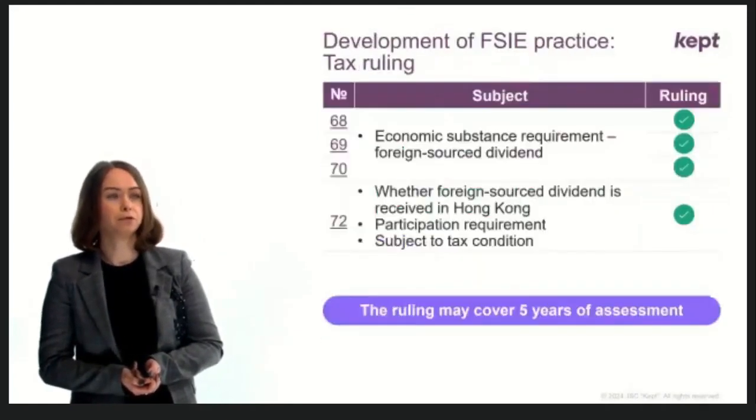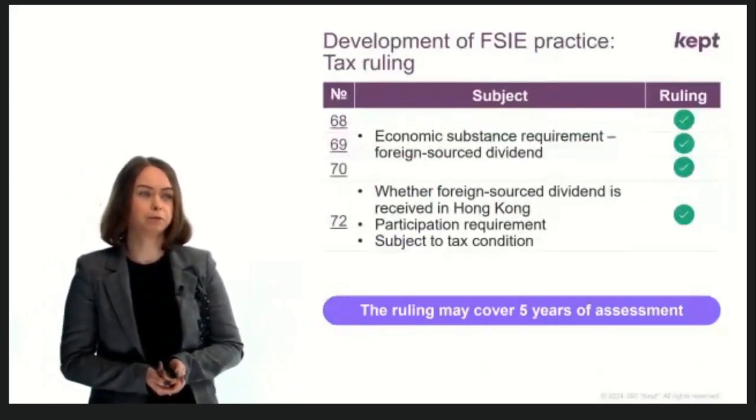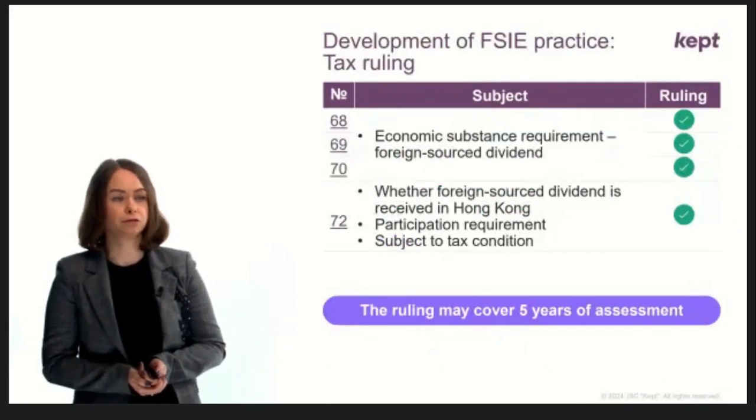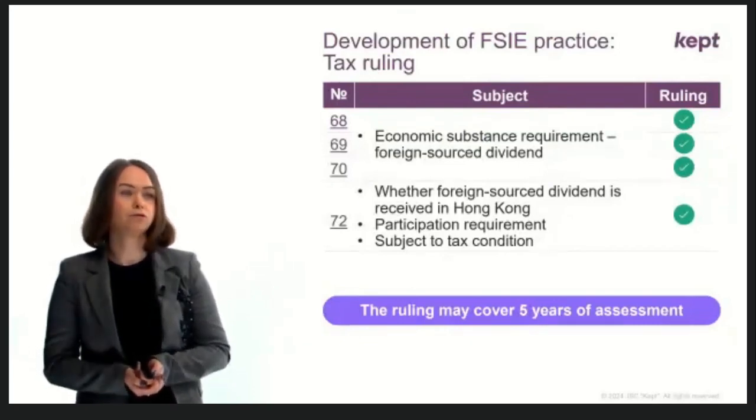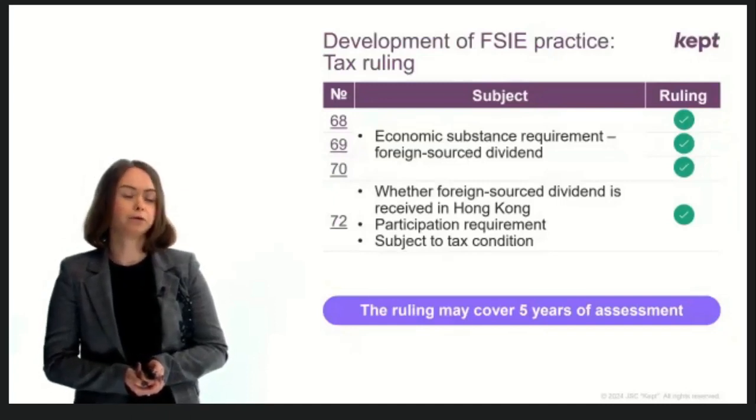There is a positive trend that the Inland Revenue Department publishes on its website the advance ruling cases on the application of the FSIE regime. Such rulings may cover five years of assessment. The first ruling presented on the slide deals with the economic substance requirement for foreign source dividends.